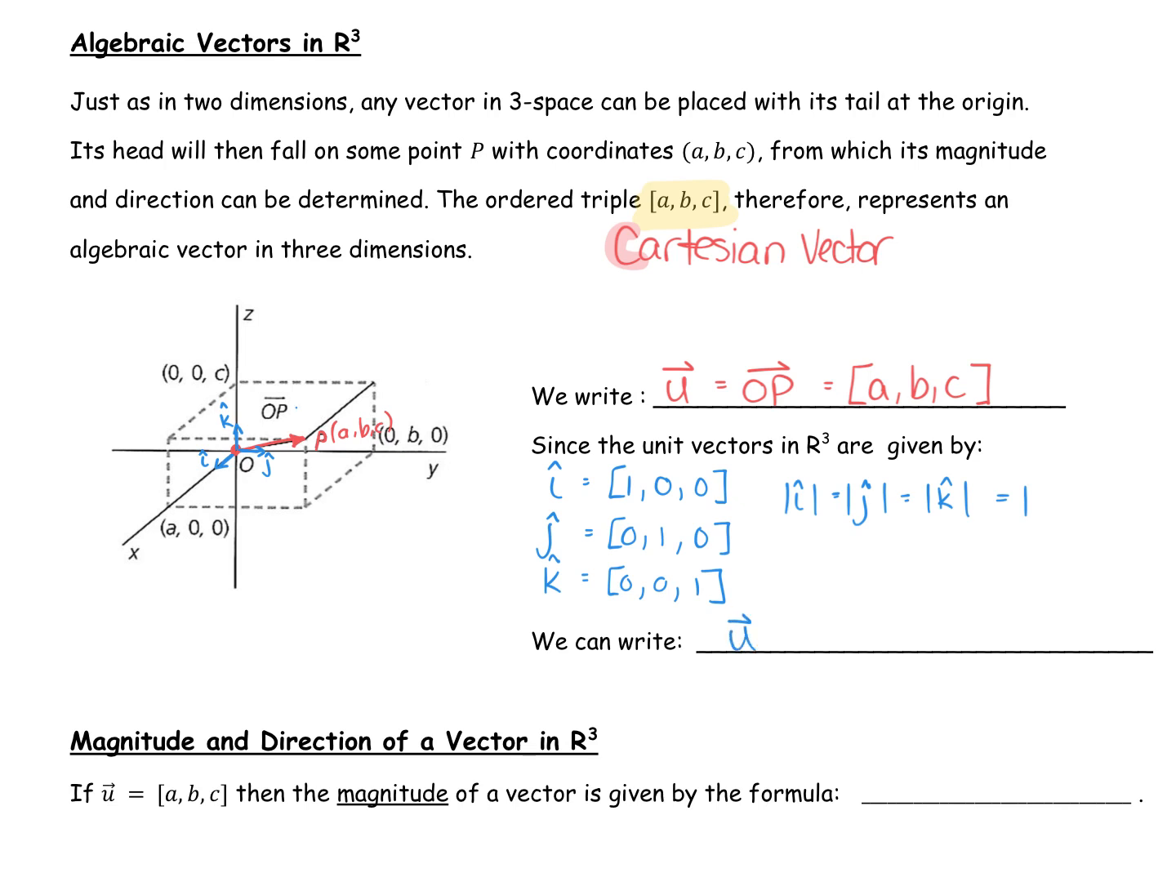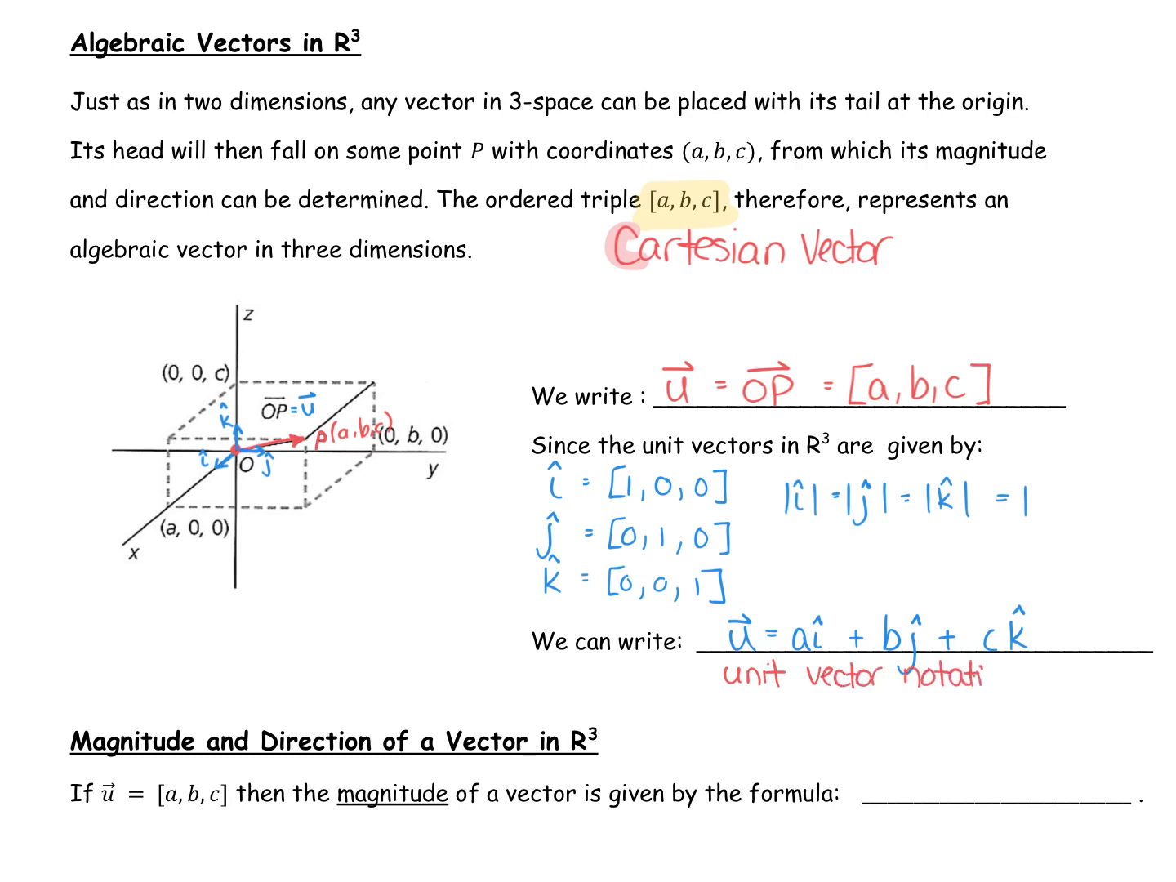Similarly, in unit vector notation, we can write vector u, which is what we're calling vector OP, as a times unit vector i plus b times unit vector j plus c times unit vector k. So this is, remember, unit vector notation.